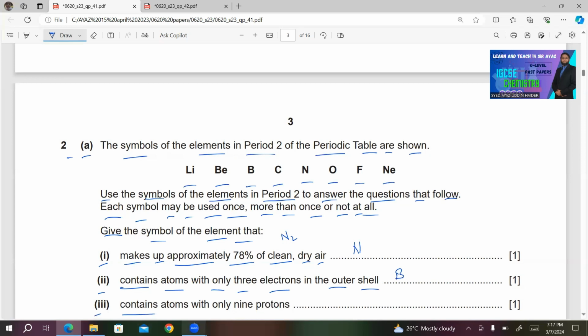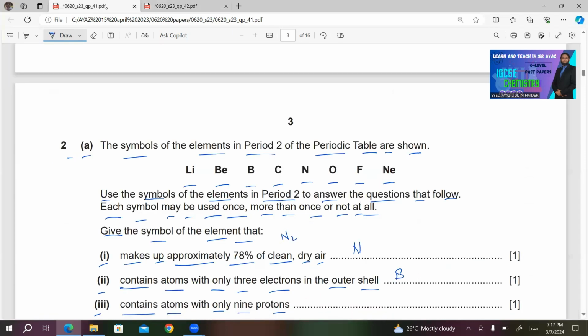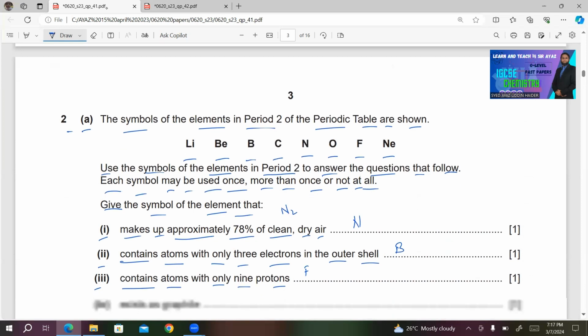Number 3, contains atoms with only 9 protons. Simply you have to look at the proton number. So if you look at this periodic table, you will find fluorine as having 9 as its proton number, which means it must have 9 protons. So F is the answer for number 3.